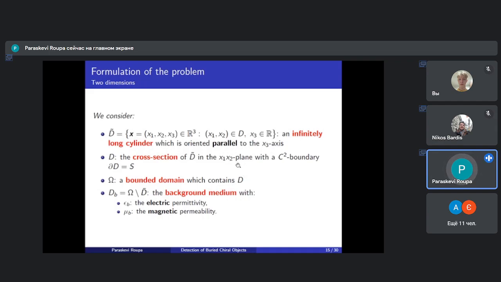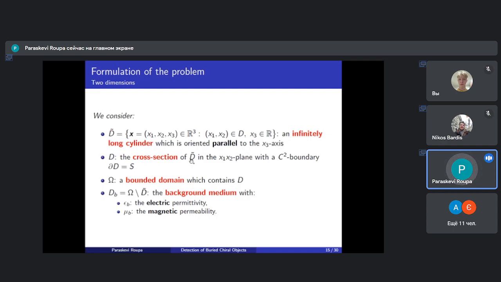But as I have mentioned in the introduction of our talk, the three-dimensional problem is a hard problem. So we can reduce the corresponding three-dimensional problem to another, easier problem in 2 dimensions. We can solve the easier problem and then we can derive an approximation of the corresponding three-dimensional problem. In order to do this, we have to consider that D tilde is an infinitely long cylinder which is oriented parallel to the x3 axis.